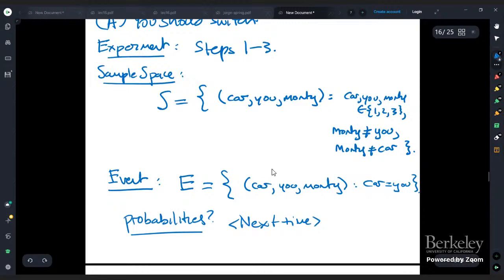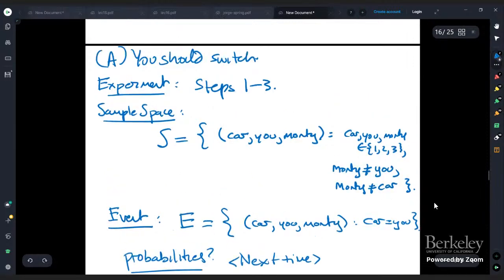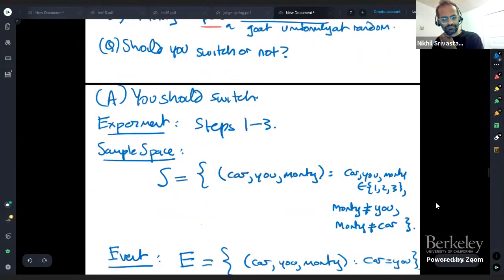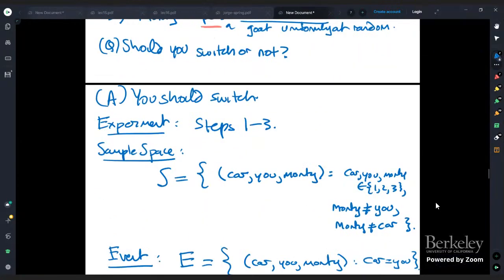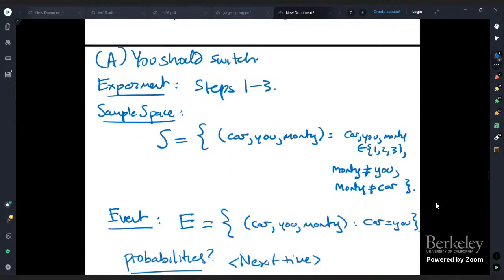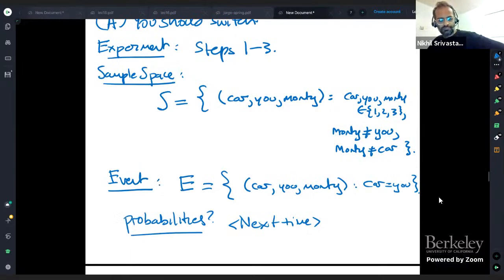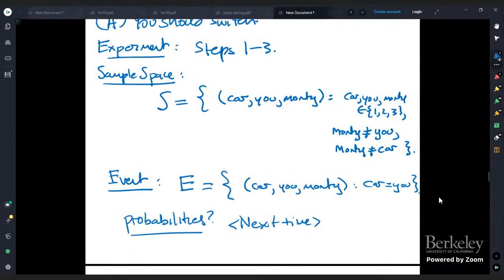So you just renamed the three possibilities: the door that has the car, the door that you pick, and the door that Monty opens. Yeah. And the sample space is the total outcomes, the total results, but can't there be a possibility that you just pick out the car?